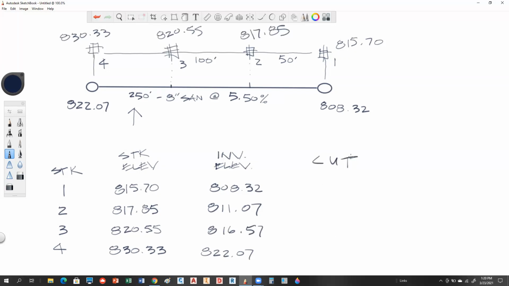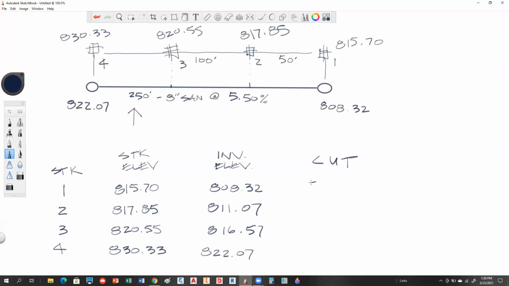So now we just need to determine a cut, cut, cut, and cut. So how do we do that? It would just be the difference between the two. Yeah, between the stake and the invert. So now normally I'm saying cut because 99% of the time, if you're putting a sewer in the ground, it's going to be a cut. Very rarely will you have a sewer go above ground. That does happen, but most of the time we're looking at cuts.